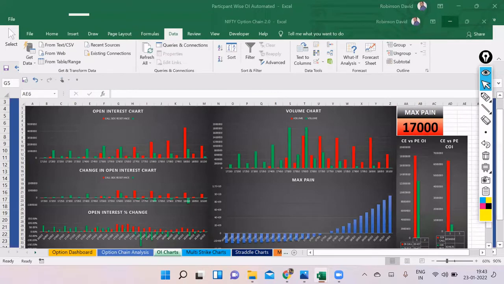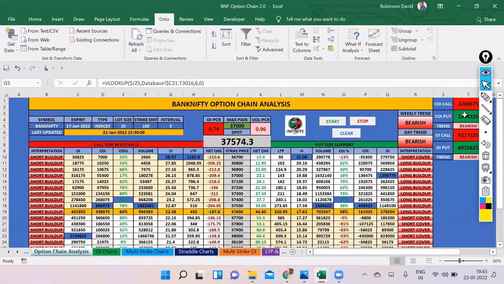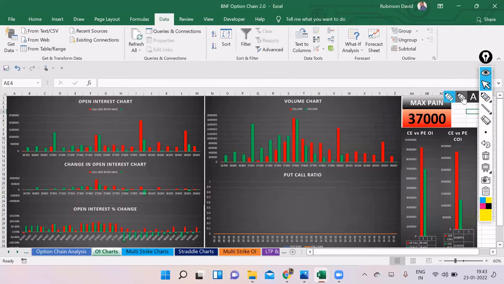Now we'll also check Bank Nifty. It is also somewhat similar. We can see that people have exited the put positions and call positions have been added aggressively. Similarly, if we look at the OI charts, we have call open interest higher, and the change in open interest on the call side is higher, but the put side is better than what Nifty did.